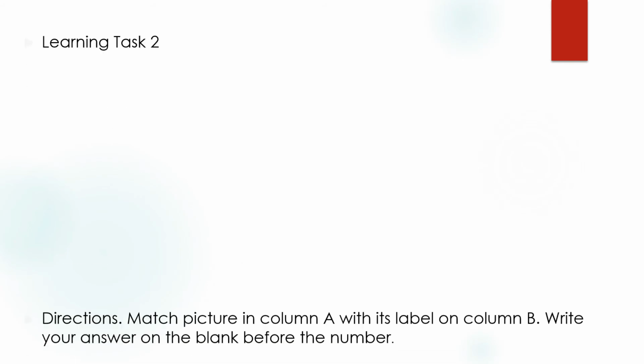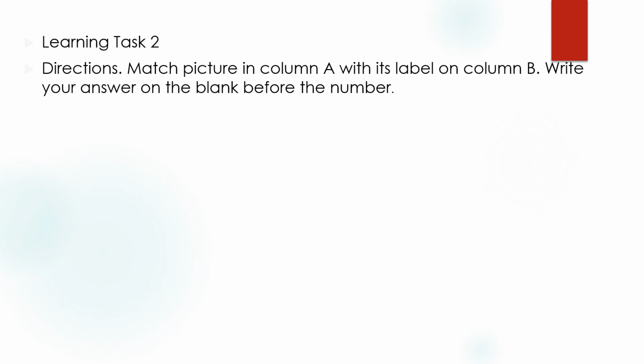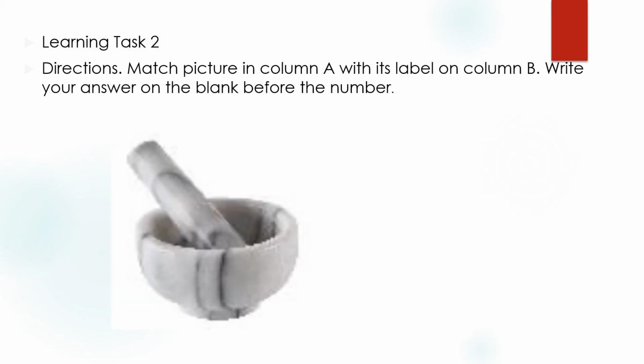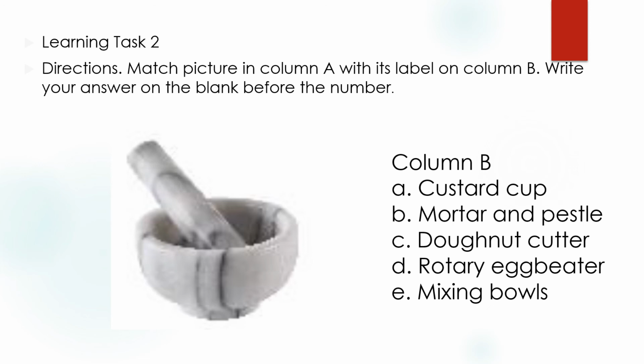For learning task number 2, you have to match the picture in column A with its label in column B. Write your answer on the blank before the number. So for this picture, what will be your answer coming from column B? Correct. Letter B, mortar and pestle.